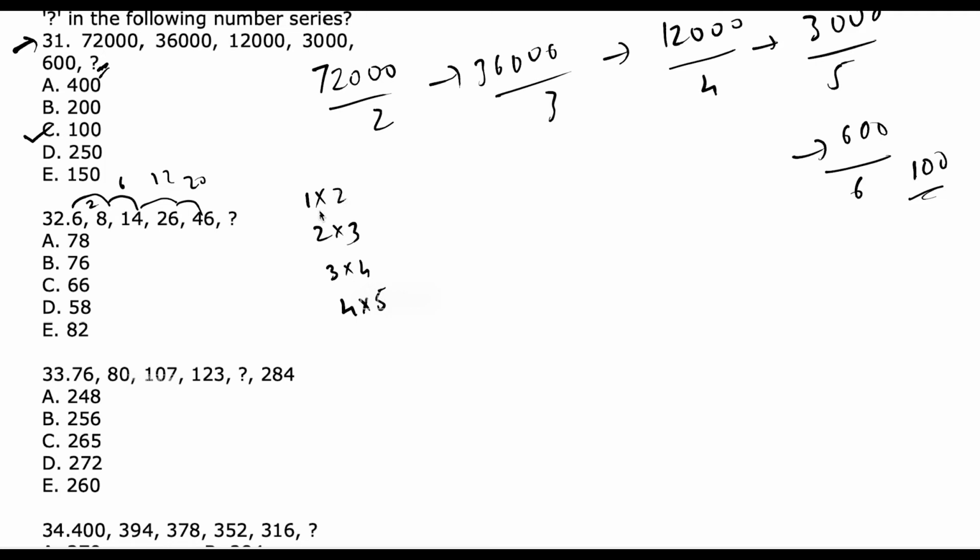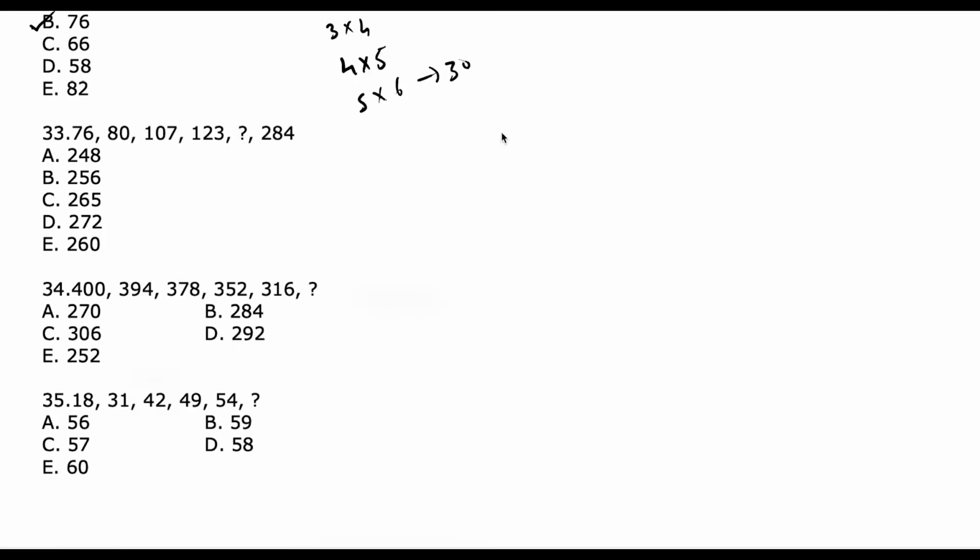So I hope you understood the pattern. It is 1 into 2. Then add 1 to 1 and 2, you will get 2 and 3. Again 3 and 4. Again 4 and 5. Next one would be 5 and 6. So here it is 30. So you have to add 30 to the 46 and you will get 76. Option B is the answer. Next is question number 33.